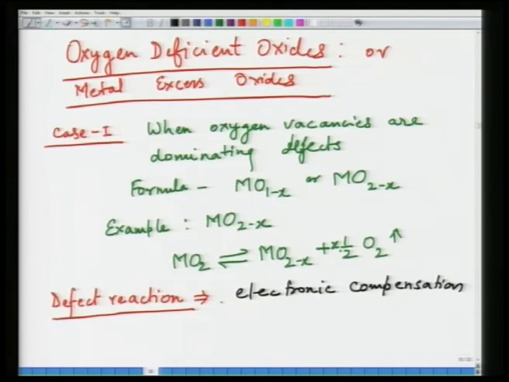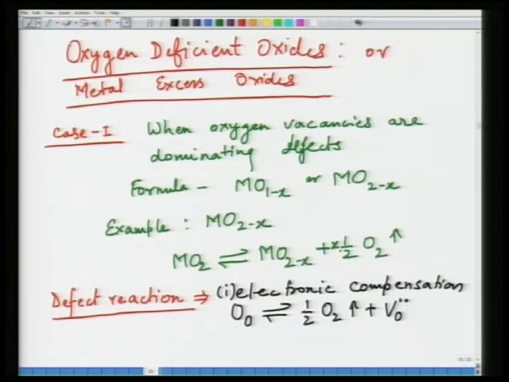So, in this case we can write the reaction as oxygen at oxygen site. Now, it goes out of the system. How it goes out of the system is, let us say it goes out as half O2, giving rise to, naturally if we are saying oxygen vacancies are dominating, oxygen vacancies. So, for each oxygen going out, you have one oxygen vacancy created. Now, this oxygen vacancy creates two positive charges.